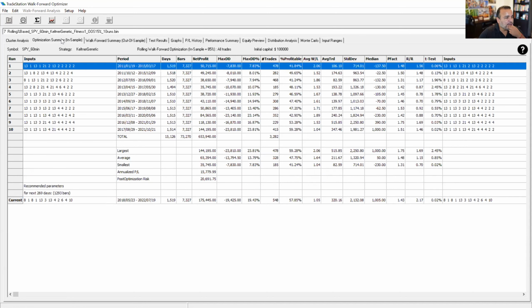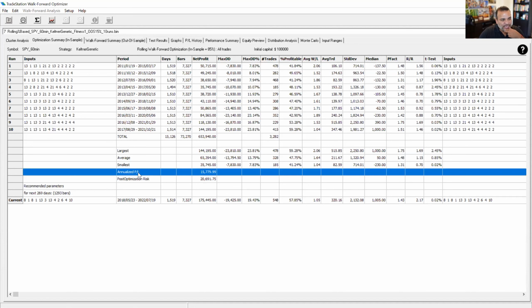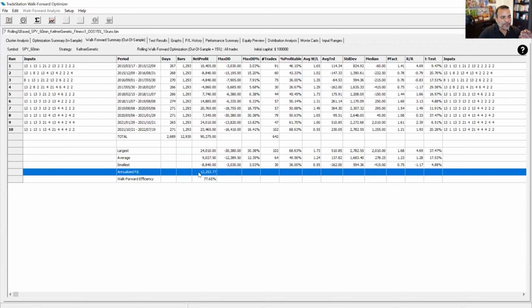Let me take a look at, yeah, you can see the annualized P&L because that's a good measure to see how the strategy did. Look at the annualized P&L is about 15,000. And when you go to the out of sample, the annualized P&L here is about 12,000. So yes, close to 80% as good. Okay. What else do we see here?